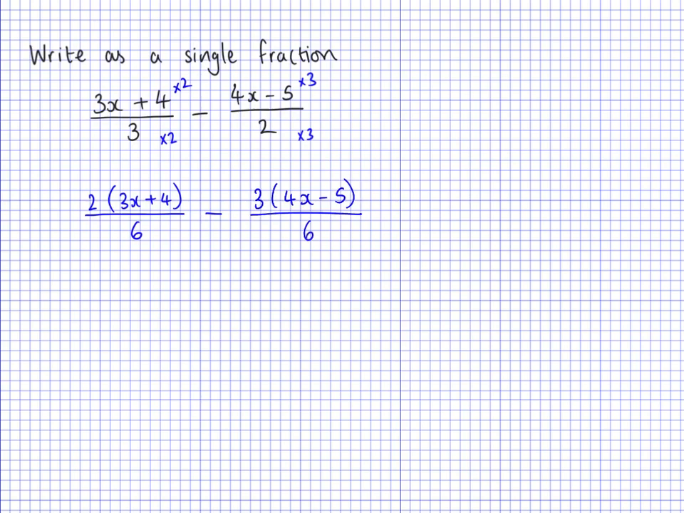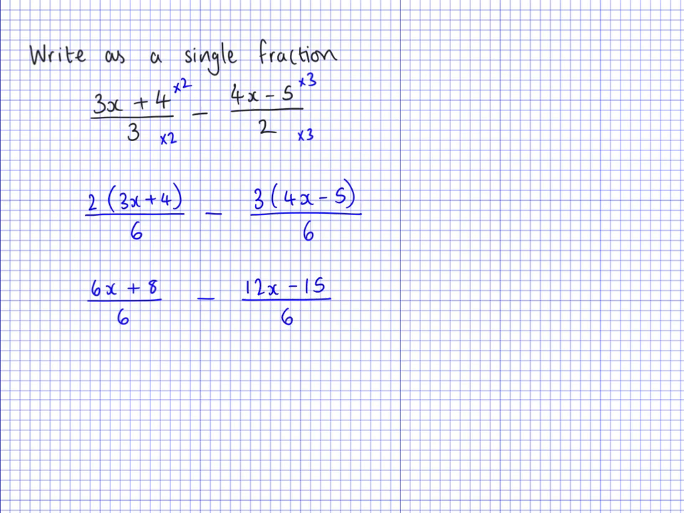Now, I'm going to continue with 2 separate fractions. It looks like I can put them together now, but I'm going to continue with 2 separate fractions. So I will have 2 times 3x, so I'll expand this now. 2 times 3x and 2 times 4. So that will give me 6x plus 8 over 6. And then I'll need to take away. And here I'm going to expand this one. So 3 times 4x and 3 times negative 5. So that's 12x take away 15 over 6.